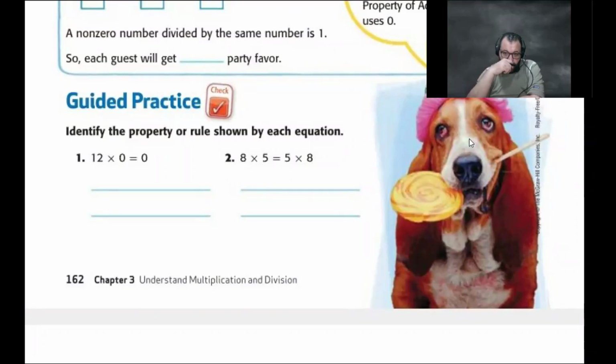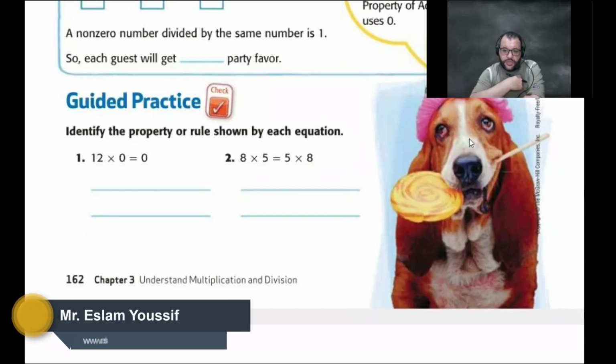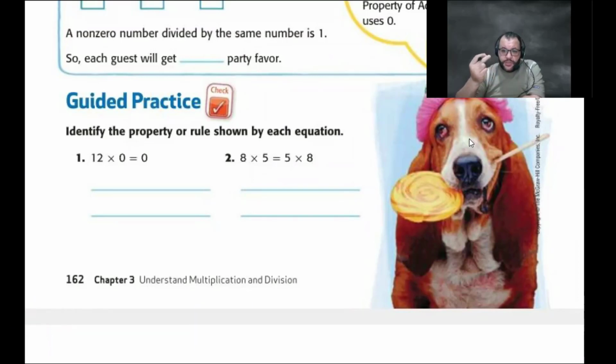On the guided, did I ask you to start solving this one? Did I ask you to start solving this one? Yes or no? I just said open your book. Wallahi, I didn't say anything.